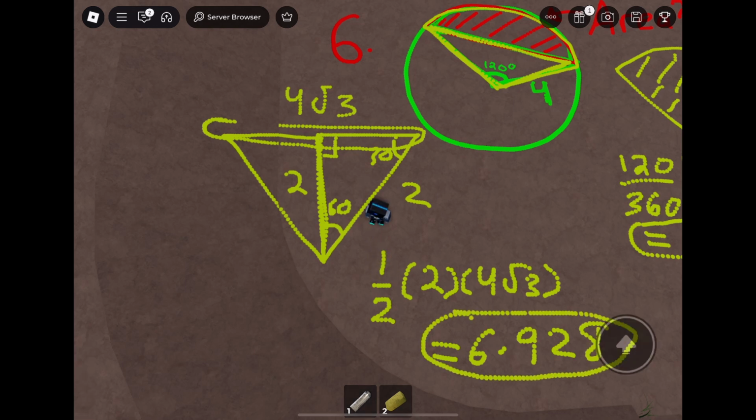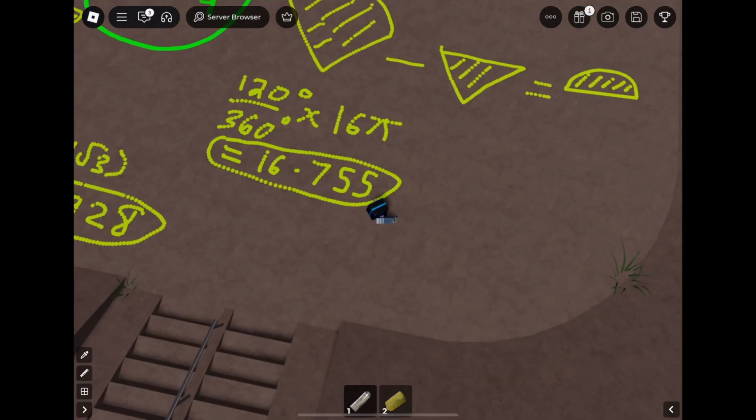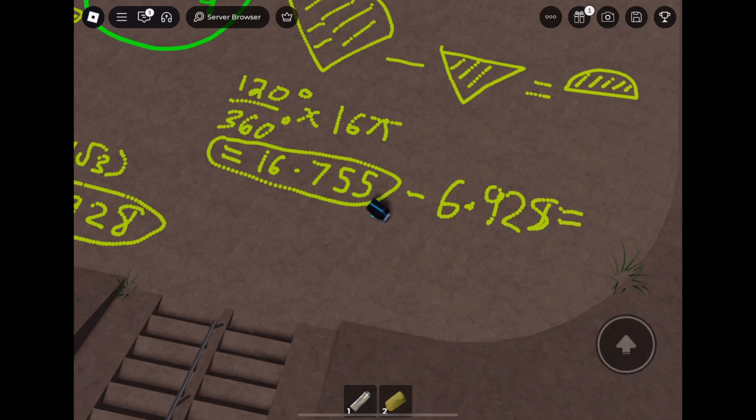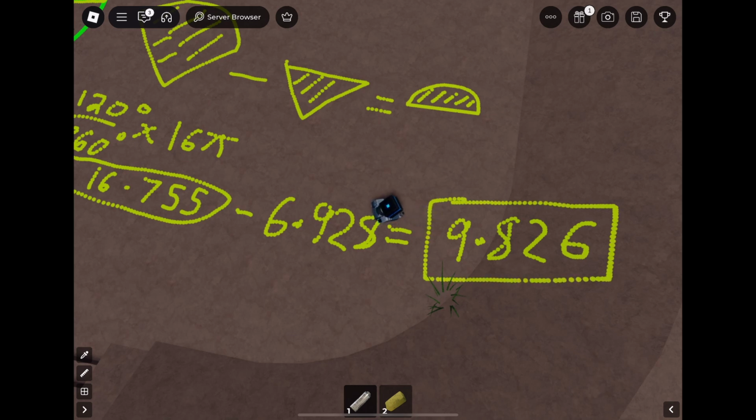So now, let's quickly substitute this back into our shape subtraction formula, where I subtract the sector minus the triangle. So the sector is 16.755, the triangle is 6.928. So I just need to subtract these two numbers. And if you do that, you'll get the final answer, which is 9.826 units. And that's it. That's our answer for this problem. We were able to find the area of that strange looking piece just by simply subtracting two other shapes that we knew how to find the area of.